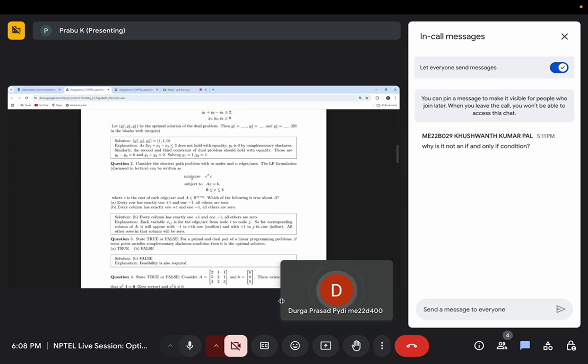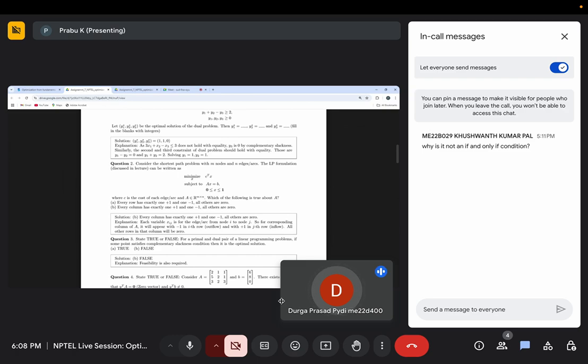One second. Let me read the question. Consider the shortest path problem with m nodes and n edges. The LP formulation can be written as minimize c transpose x subject to Ax equal to b. Let c be the cost of each edge, and A is an n cross n matrix. Which of the following is true about A? Every row has exactly plus 1 and minus 1, all others are 0. Every column has exactly plus 1 and minus 1, all others are 0.